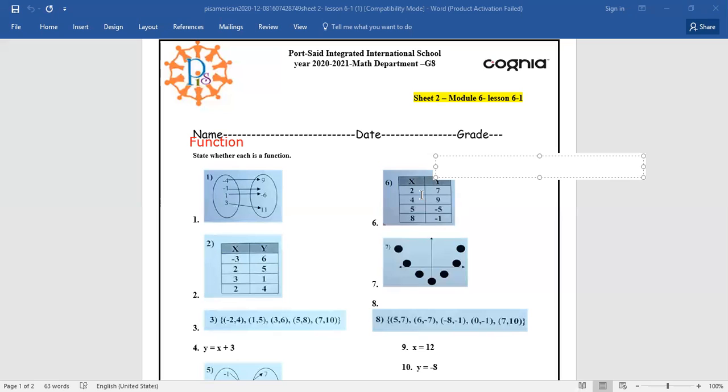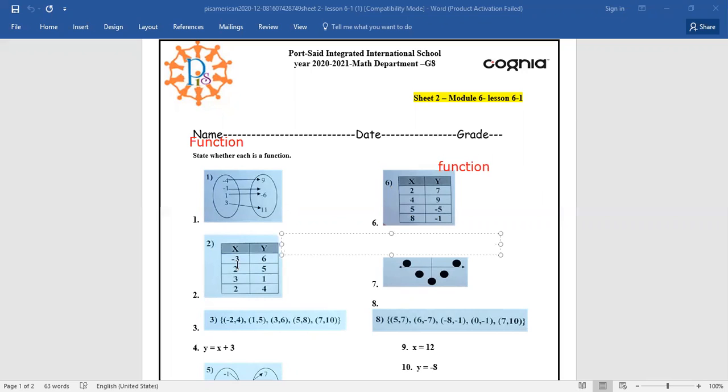Then look at the second one here. It's 2, 4, 6, 8. So this one now, it will be a function, because each element on x has only one image. We will move to question number 2 here.